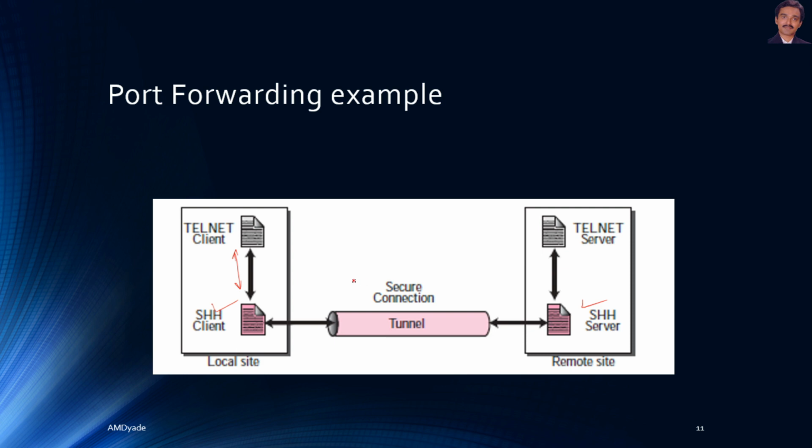Any request from the Telnet client to the Telnet server is carried through this tunnel provided by the SSH client and SSH server. Any response from the Telnet server to the Telnet client is also carried through this tunnel provided by the SSH client and SSH server. In this way, security can be provided to unsecure protocols like Telnet and SMTP. This is called SSH tunneling.